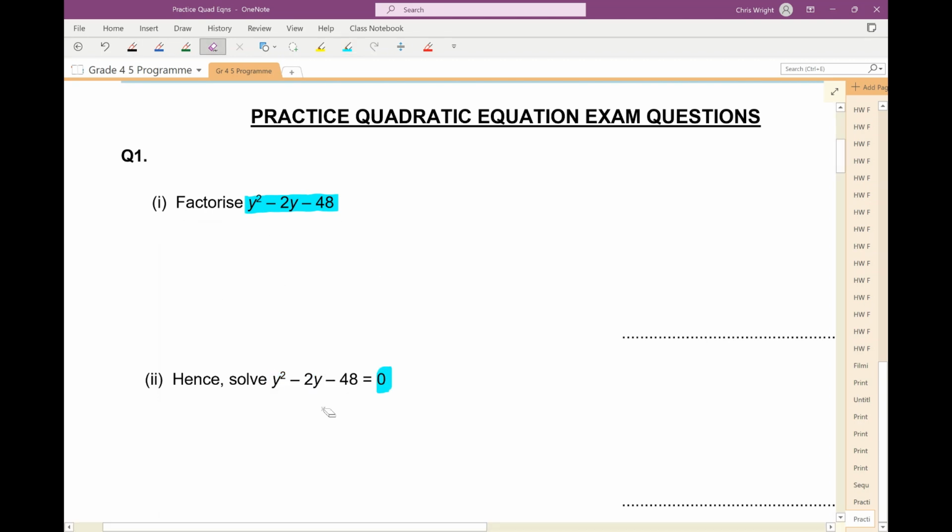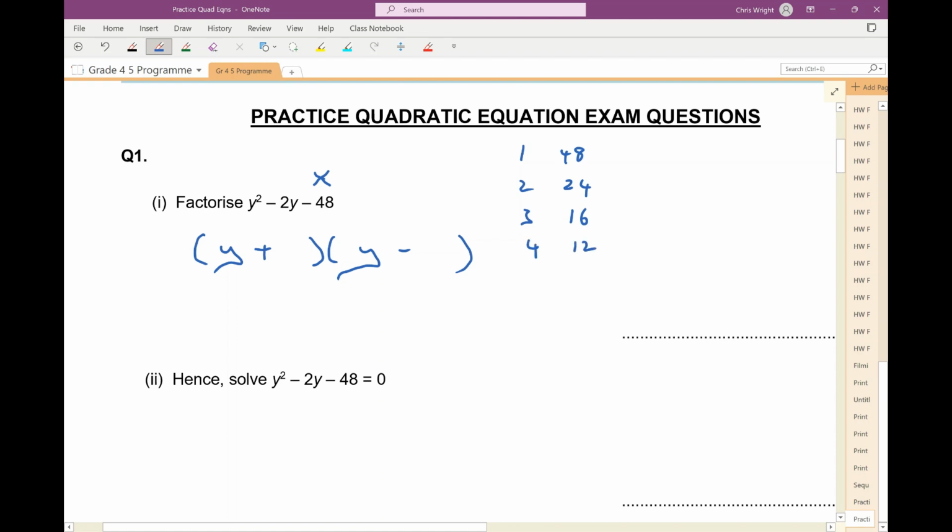So let's start off with part 1, and let's factorize y squared minus 2y minus 48. Now I know it's going to be y and y, and in this instance, my two numbers multiply to a negative. So I know that one must be a plus and one must be a minus. And now it's a question of running through my factors of 48 and finding a pair of numbers which will multiply to 48, well, all of these will multiply to 48, and also which will give me minus 2y. And in this case, I'm going to use the 6 and the 8.